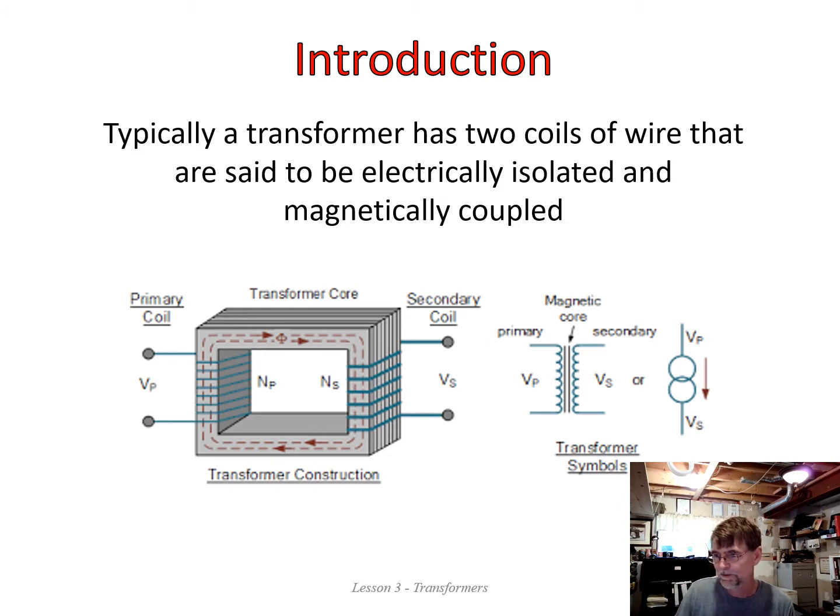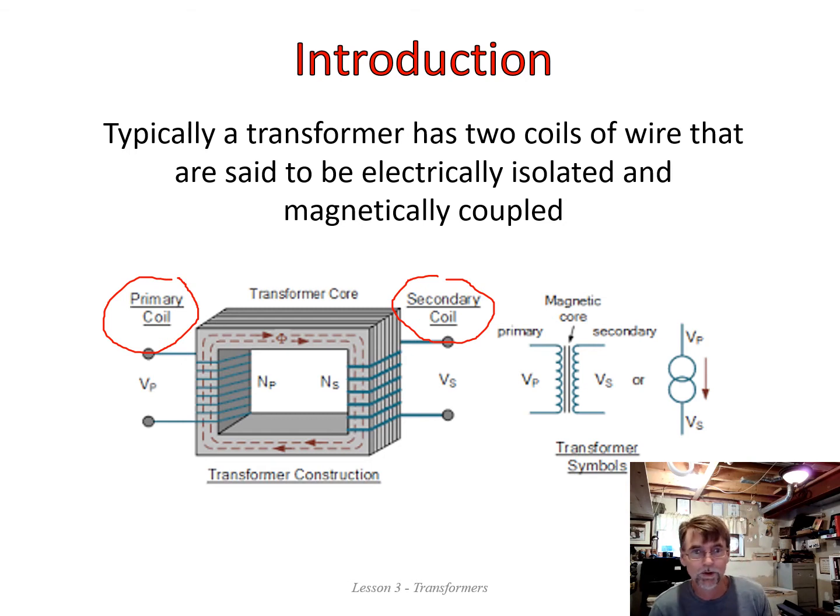Now, in terms of labeling, you'll notice that this coil is referred to as the primary coil, and this coil is referred to as the secondary coil. So these are how we refer to our two coils, primary coil, secondary coil. We identify them based on the way the transformer has been connected. Not constructed, but connected. The primary coil and secondary coil are absolutely interchangeable.